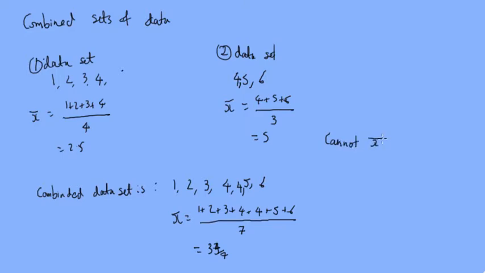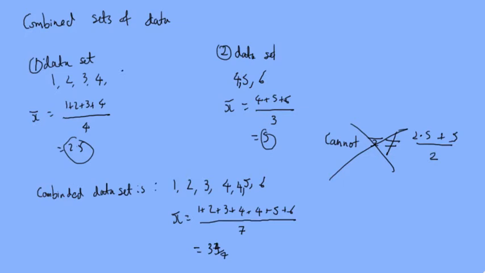Now, you cannot do this. This is not the mean. 2.5 plus 5 over 2 is not the mean. So if you just took the mean here and the mean of that, that's 2 values, add them together and divide by 2. That does not give you the mean of the combined data set. This is not the way to do it. You have to take the raw data and deal with it as a new set of data.